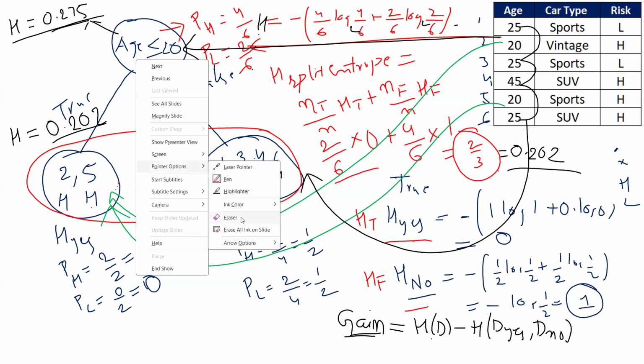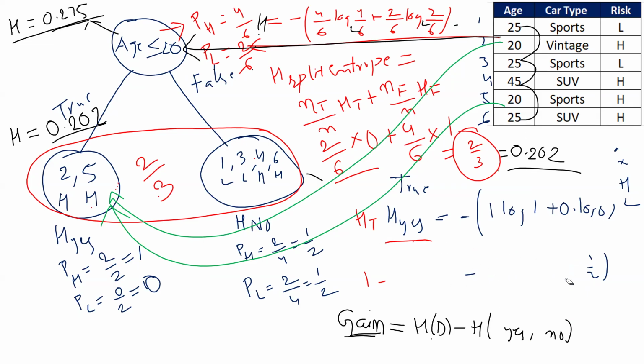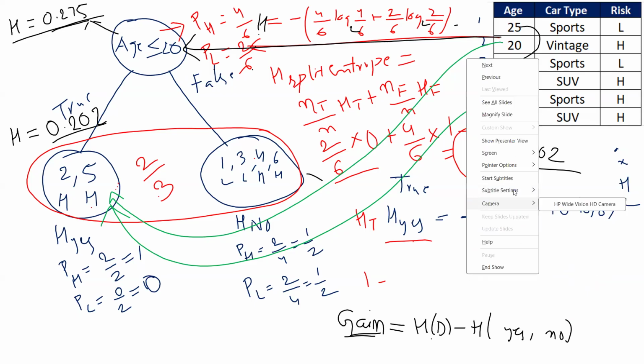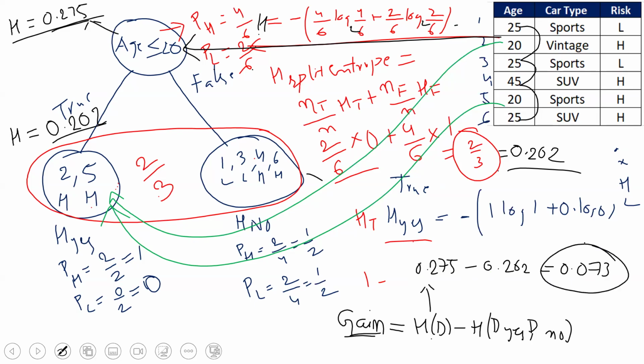What does this value come down to be? The difference of those two values. So H(D) is coming down to be 0.275 minus 0.202. So you will get something like 0.073, and this is the information gain.